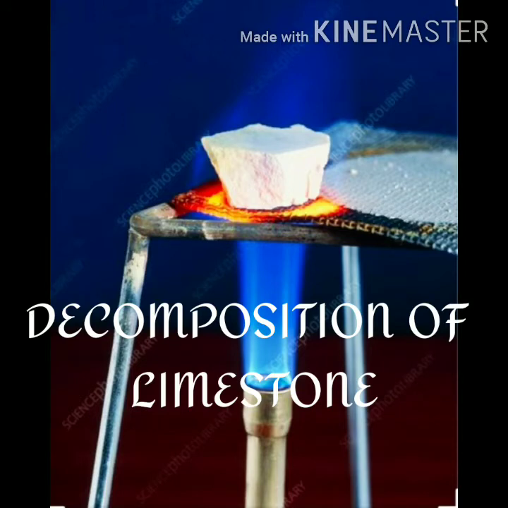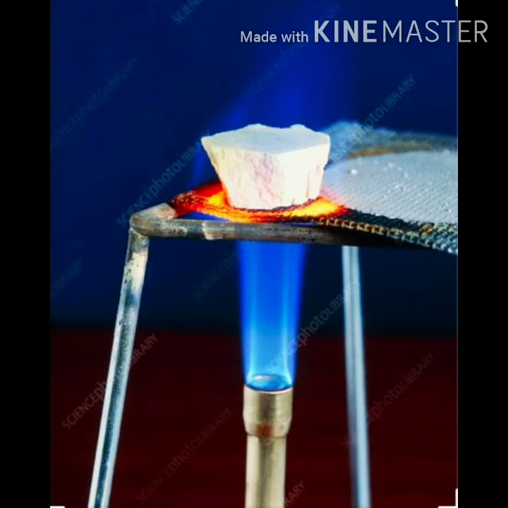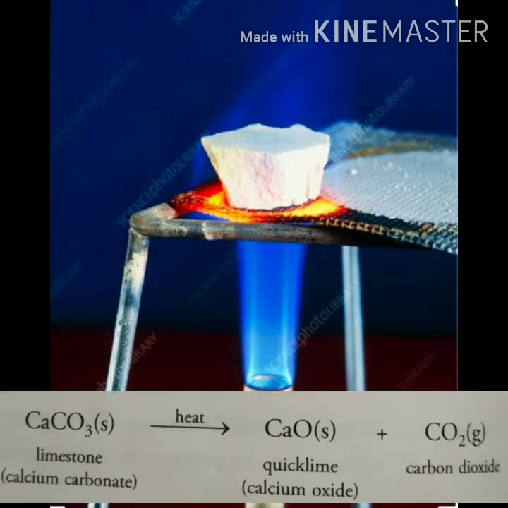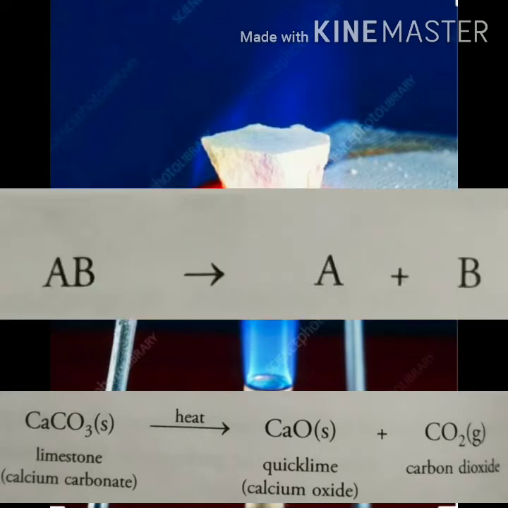The first example of thermal decomposition is decomposition of limestone. Limestone is calcium carbonate. When calcium carbonate is heated, it produces calcium oxide and carbon dioxide. So if you see the general formula, AB gives out A plus B. Here AB is calcium carbonate, that is CaCO3. When heated, it gives out A, that is CaO, and B, that is CO2, carbon dioxide.